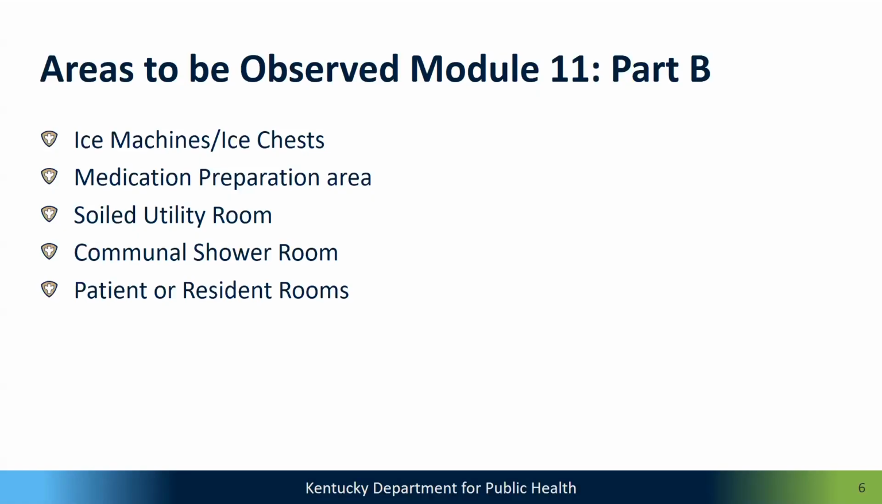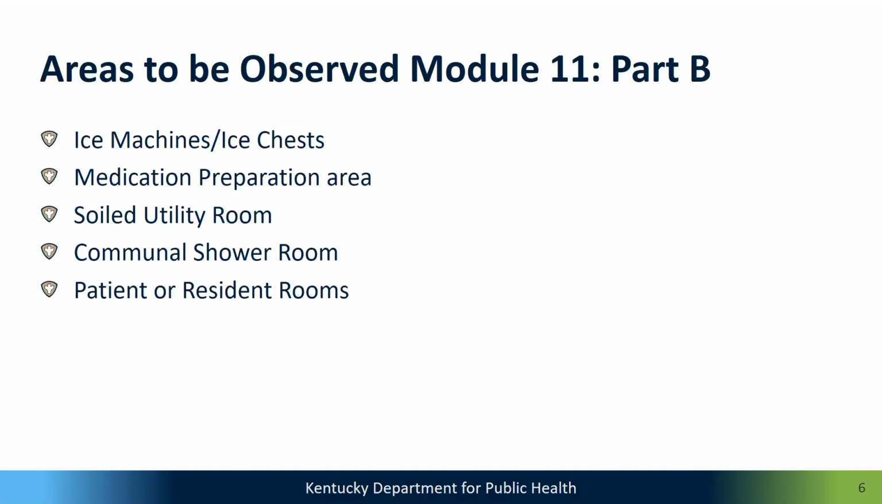And then lastly, Module 11 has you look at patient or resident rooms. Items that you're going to be looking at there are sink drains. Are they offset from the faucets again? Do the toilets have lids? Are patient care supplies protected from splashing? And you're going to be looking for any evidence of water intrusion.